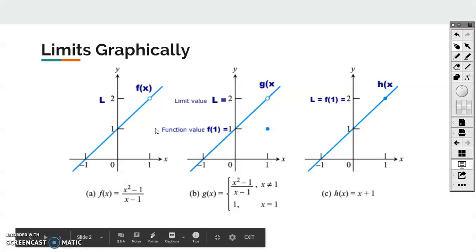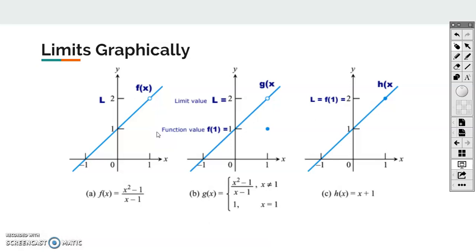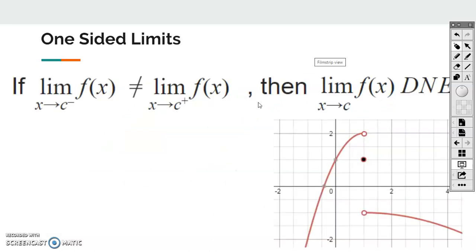We looked at graphs. Limits are what the function approaches, not what the function actually is as x approaches a given value. So all three of these functions have the same limit. The limit would be 2 as x is approaching 1. Whether the function is defined there or not, that limit is still 2.